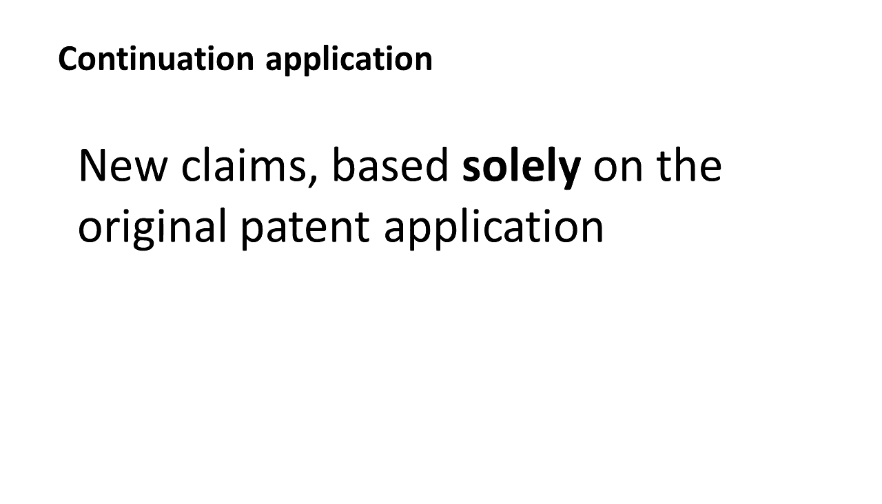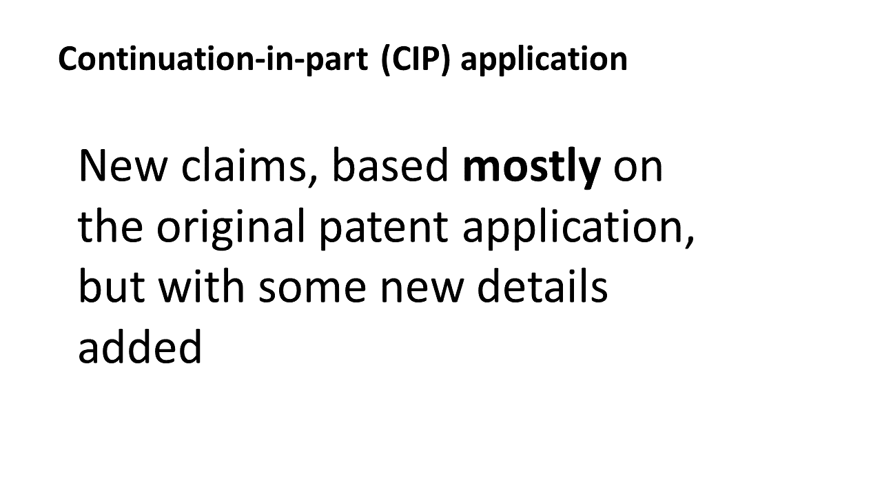Well, just to recap on the continuation, with a continuation application, you file an application that has new claims that is based solely on the original patent application. So you can't claim things in the continuation that you never talked about in the original application. Everything you claim in the continuation has to be based on what was in the original application. In contrast, the continuation in part, what we're going to talk about in this episode, is based mostly on the original patent application, but with some new details added. So let's see how that works.